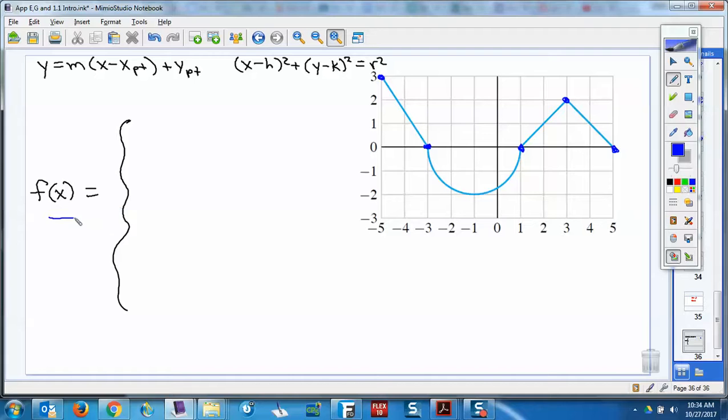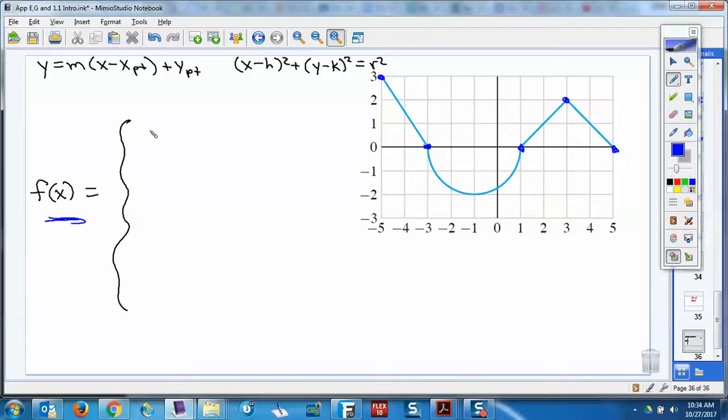Now, this is already our y equals right here. So we already have the y equals part of this. The problem is going to be for our circle, we're going to have to solve that for y when we plug our numbers into it. But this one's already y equals. So let's do the lines first because those are easy. So this line, what do we need? Well, we need its slope. What's its slope?